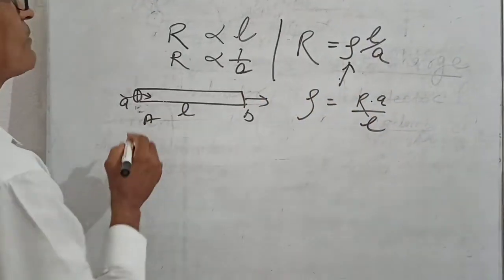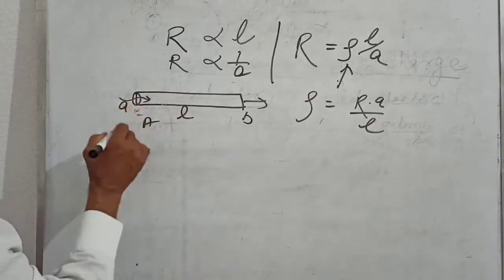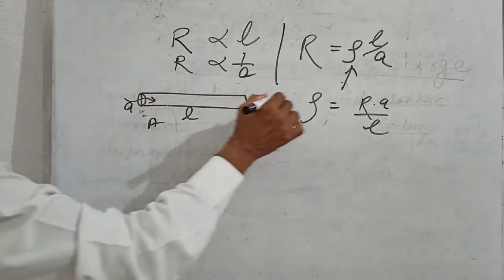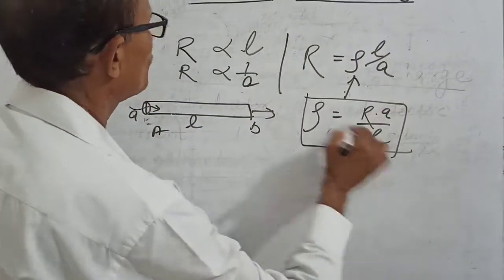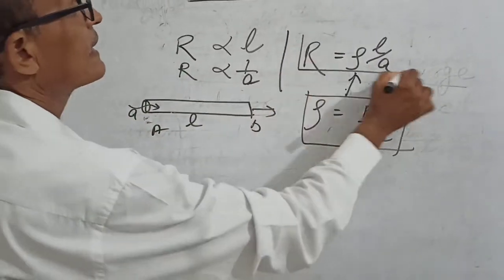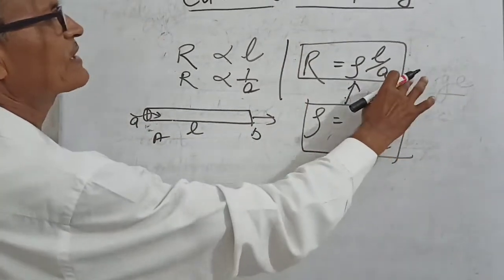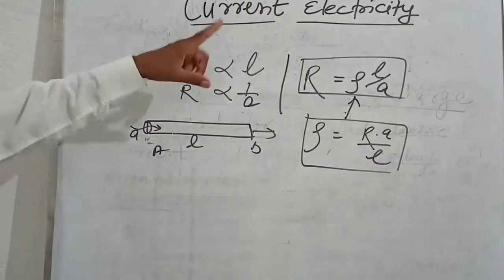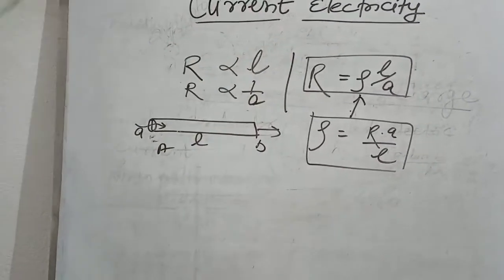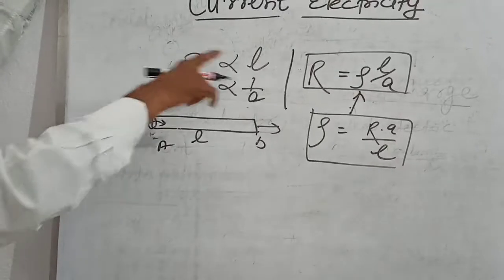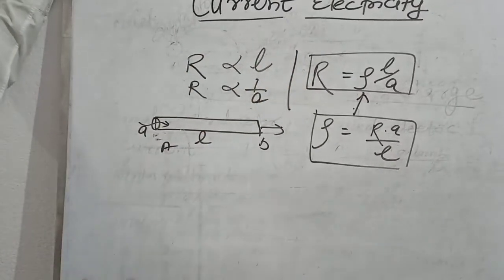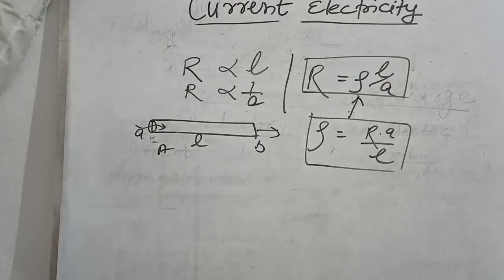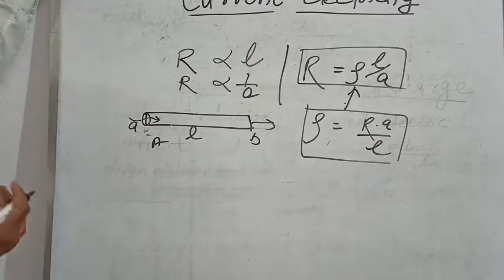The unit of resistance I will discuss after this very point. So this is for rho and this is for R. Resistance and resistivity are two different terms. Now resistance has a single formula: it is directly proportional to length and inversely proportional to the area of cross section of the conductor. So this is called resistance, the obstruction.